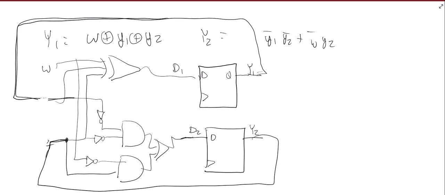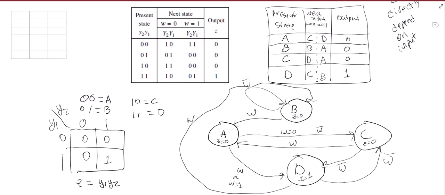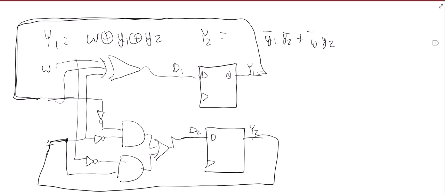Now, since our output depends only on our present state, and our output was, what did we say it was? It was y1 y2. Then our output is just the AND of these, and that would be Z. And that's our circuit.